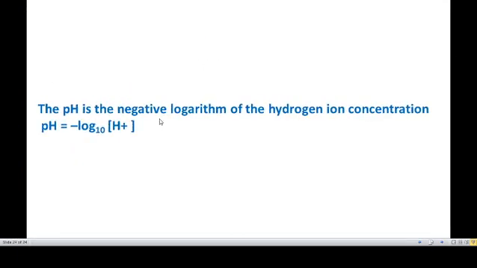The pH is the negative logarithm of the hydrogen ion concentration. The pH is equal to minus log 10 of H+ ions.